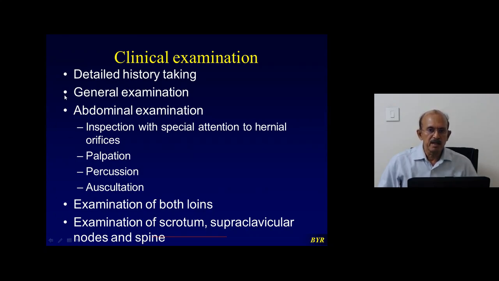So history taking, general examination, local examination. Don't stop here. Examine both loins. That means for renal angle, tenderness, fullness, and dullness. Then examine the scrotum, supraclavicular region, especially the left supraclavicular fossa, and spine. So this only completes the abdominal examination.